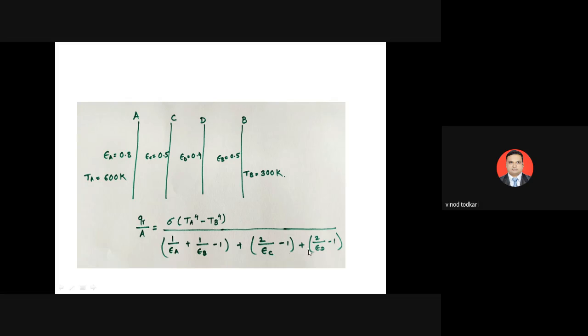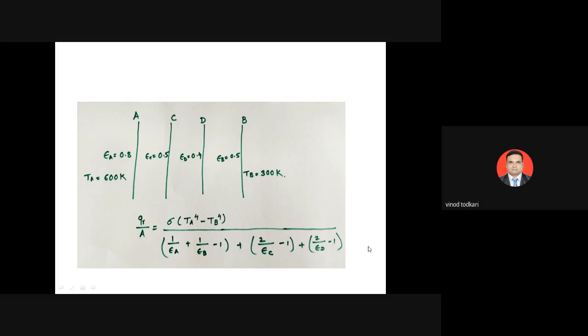If no shields are there, the second and third terms will not be there, right? If only one shield is there, only the second term will be there, 2 upon epsilon C minus 1. Now as two shields are there, I have to write two terms: one is 2 upon epsilon C minus 1 and one is 2 upon epsilon D minus 1. Let's say if one more shield is there, I have to add one more bracket. And what will that bracket be? Let's say E shield is also there. So in the denominator, I have to write plus bracket 2 upon epsilon E minus 1.